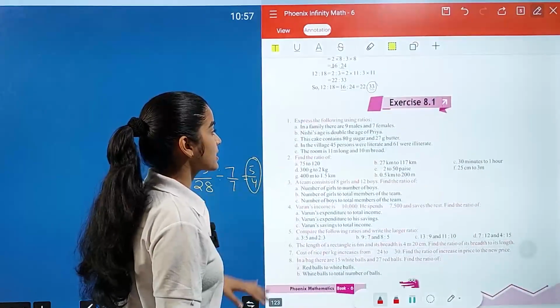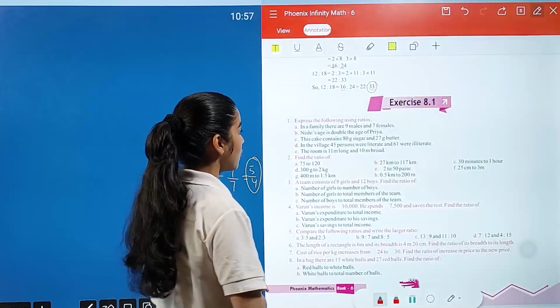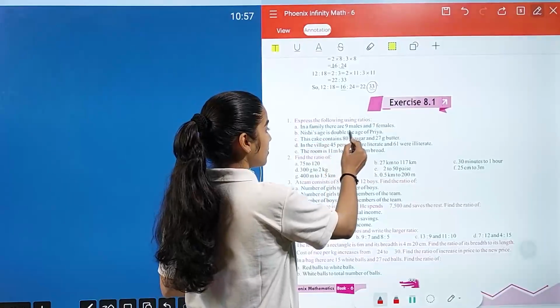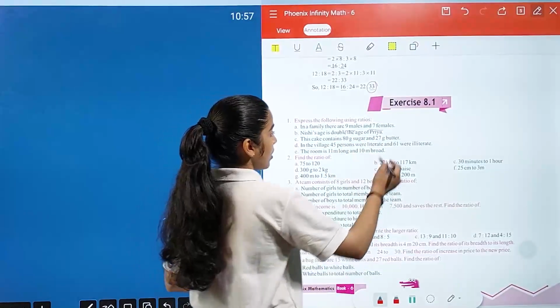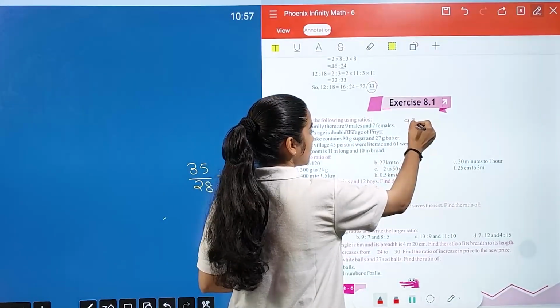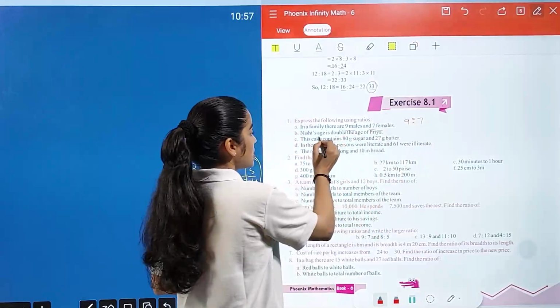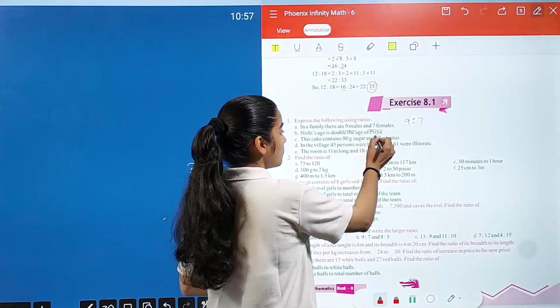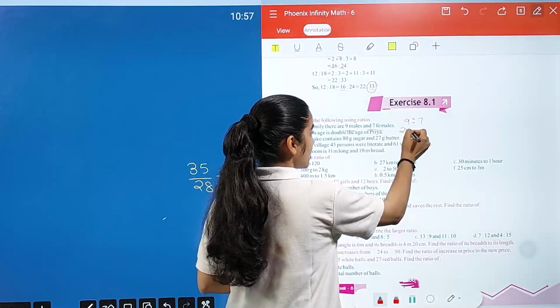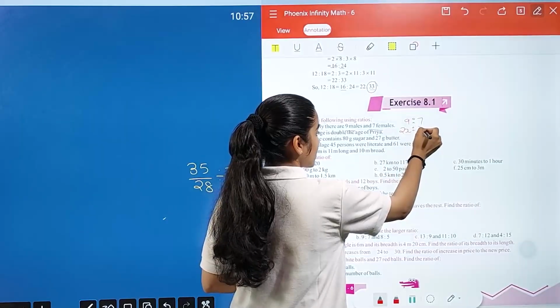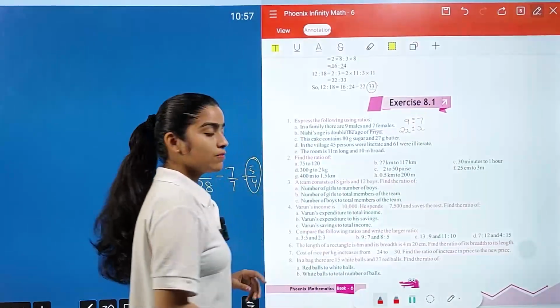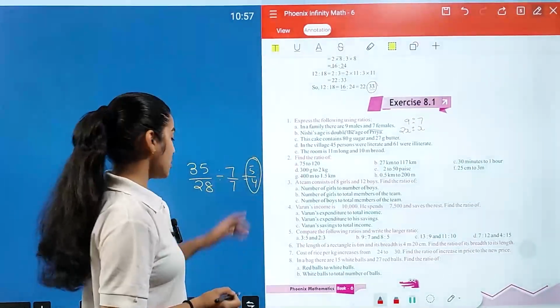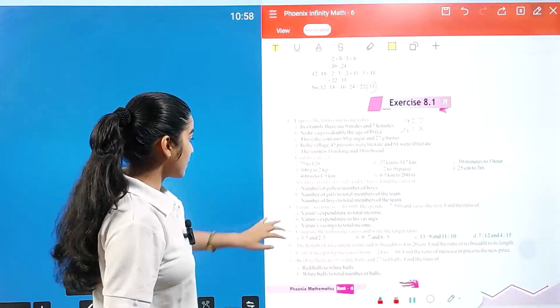Now exercise 8.1, we have to express the following using ratio. In a family there are 9 males and 7 females. So how can we represent it? 9 is to 7. Nishi's age is double the age of Priya. So Nishi's age is 2x is to x, Priya's age. In the same way you can translate your statement into ratio form.